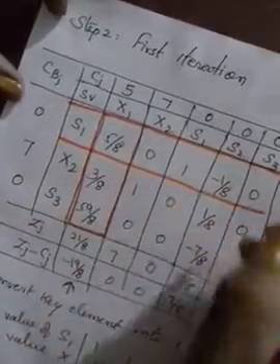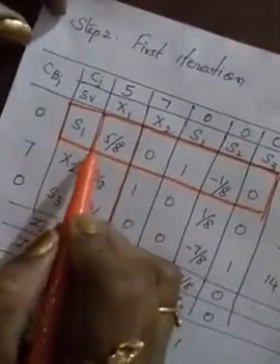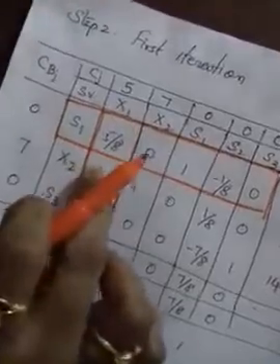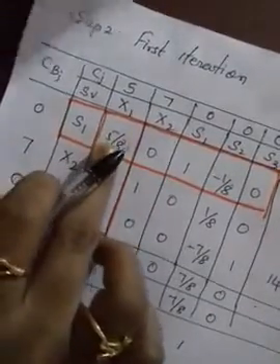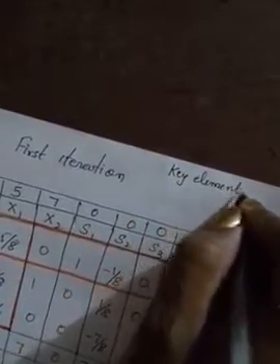The corresponding row, mark with your pen. Okay. Now which is your key element? This value, where the column and row are merging, that value is called the key element. 5 by 8 is your key element. Write somewhere here. I am writing here. Okay, key element. Here we found the key element is equal to 5 by 8.